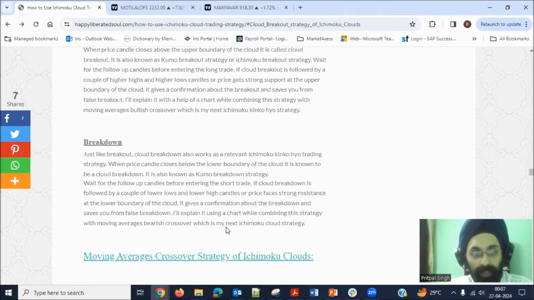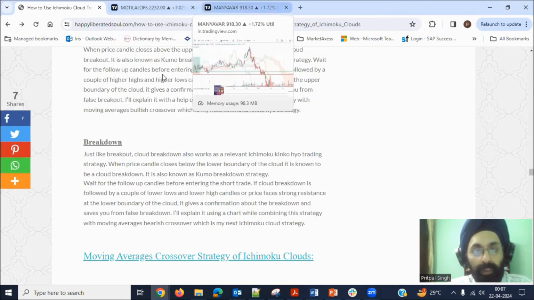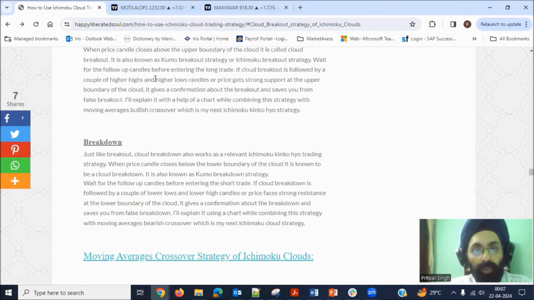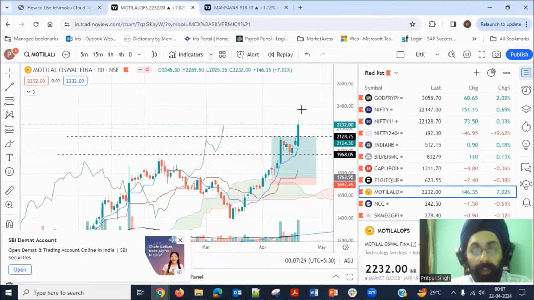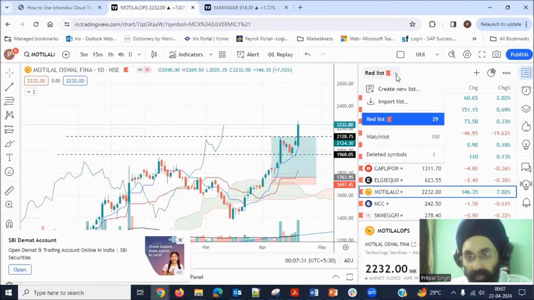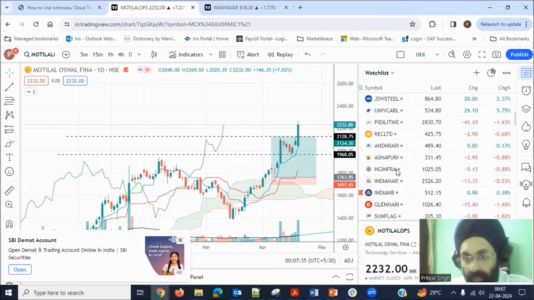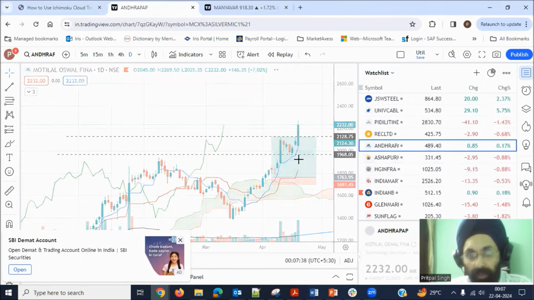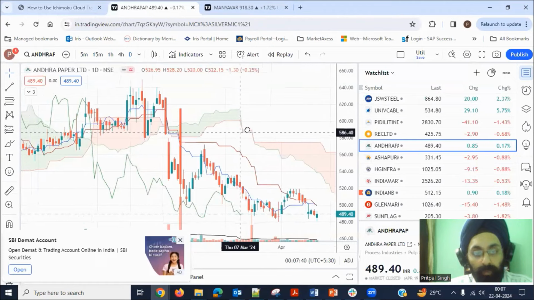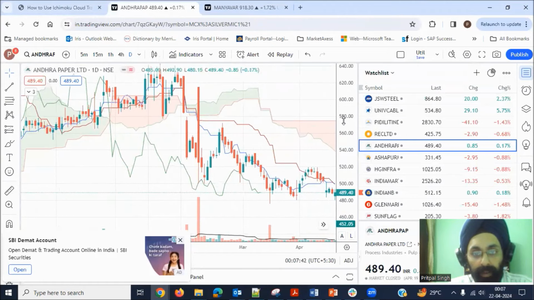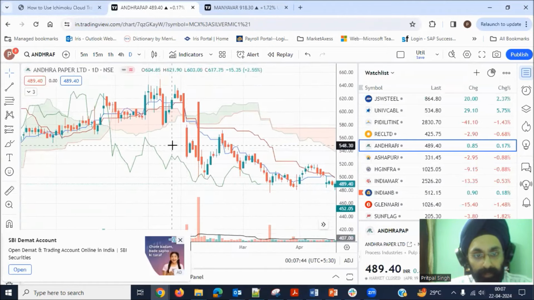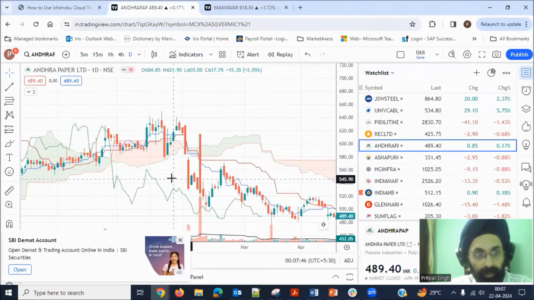This is how we understand the cloud breakout strategy. Now I will quickly show you the breakdown scenarios. For breakdown, I have examples. Here we are looking at the Andhra Paper.